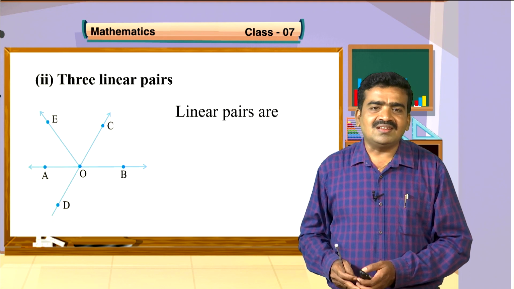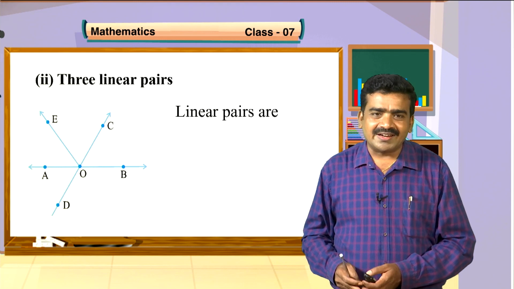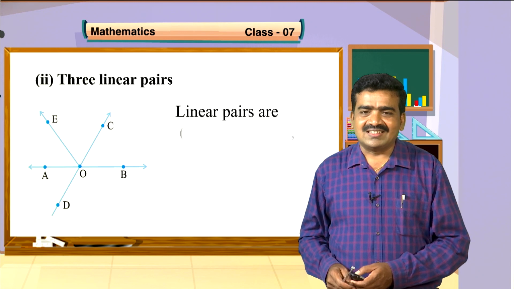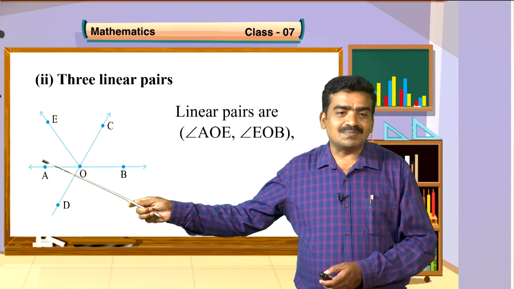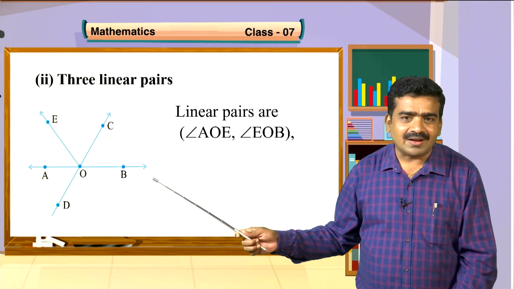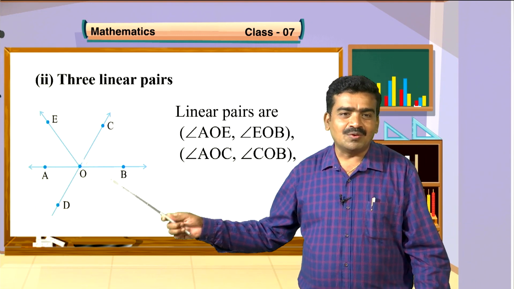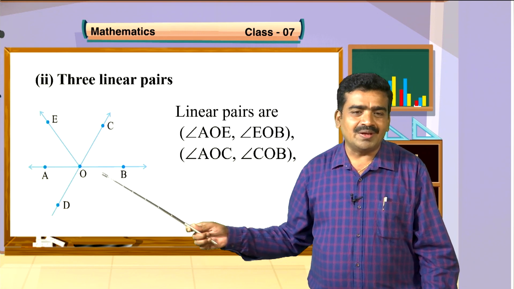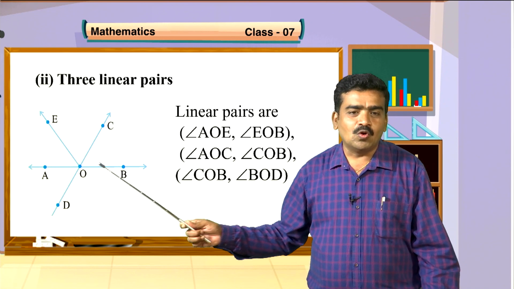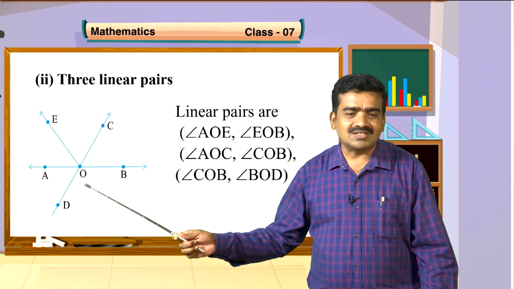Now, come to the 3 linear pairs. Linear pair means the sum of the angles should be 180 degrees and the non-common arms should be opposite to each other. In this case, look at the picture, AOE and EOB will be one linear pair, and AOC and COB will be another pair, and similarly COB and BOD, these two angles are a linear pair.